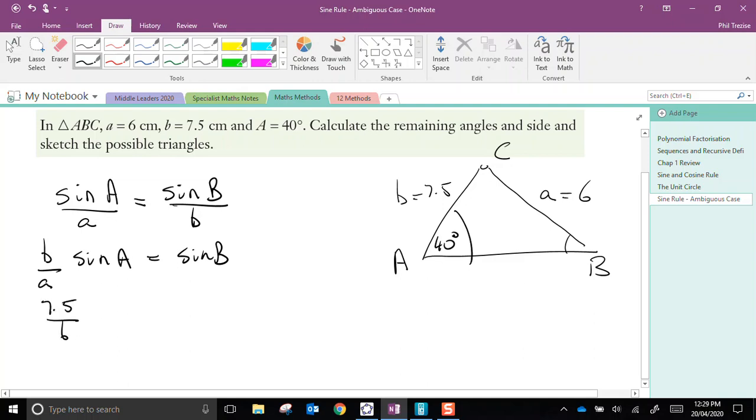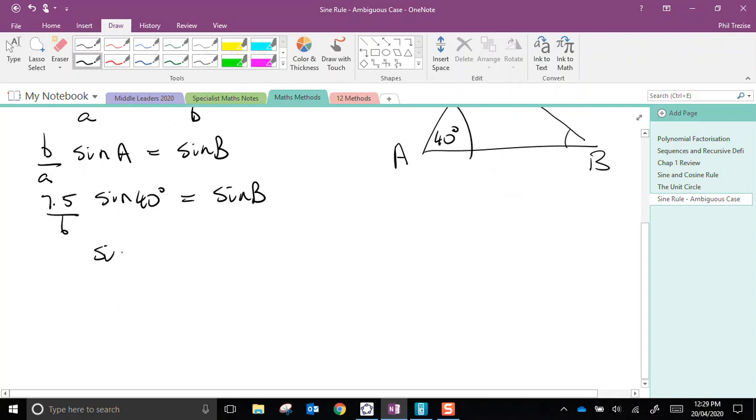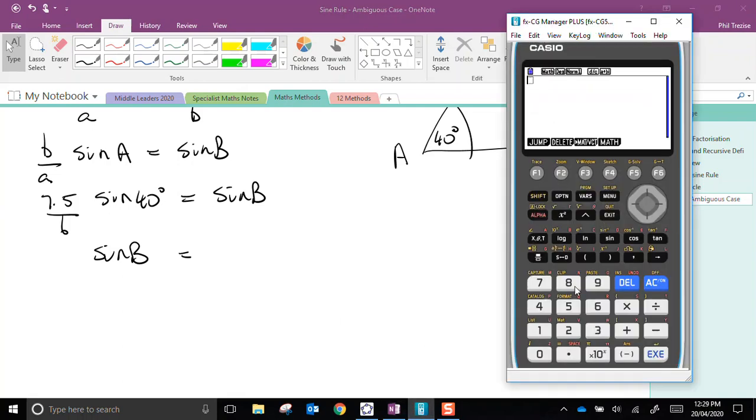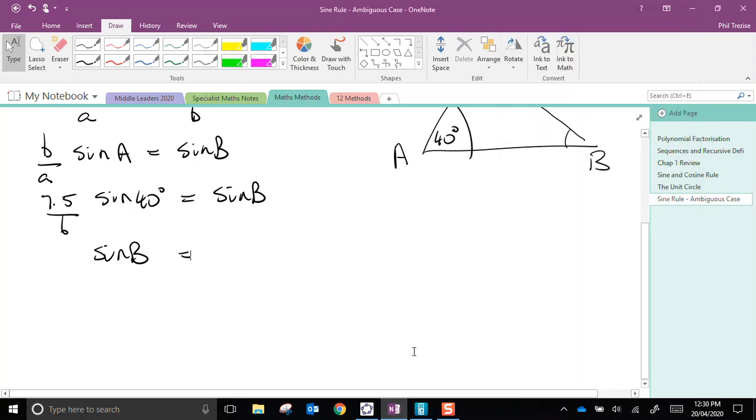Let's put our numbers in place. 7.5 over 6 by the sine of 40 degrees equals the sine of B. So let's see if we can calculate that out. What have we got? 7.5 over 6 multiplied by the sine of 40 degrees. Double check I'm on degrees, yes. I have 0.803, let's go with that.